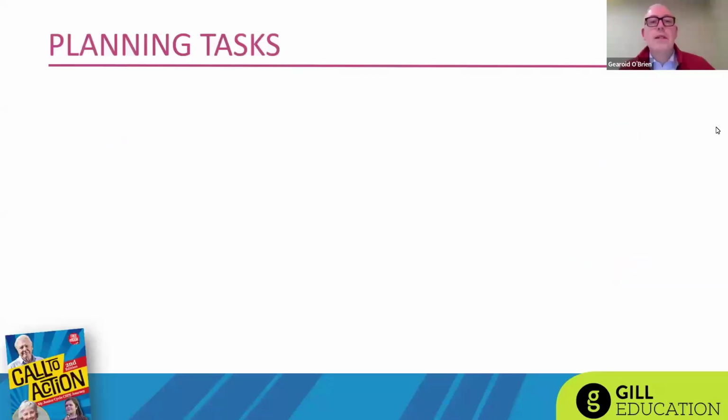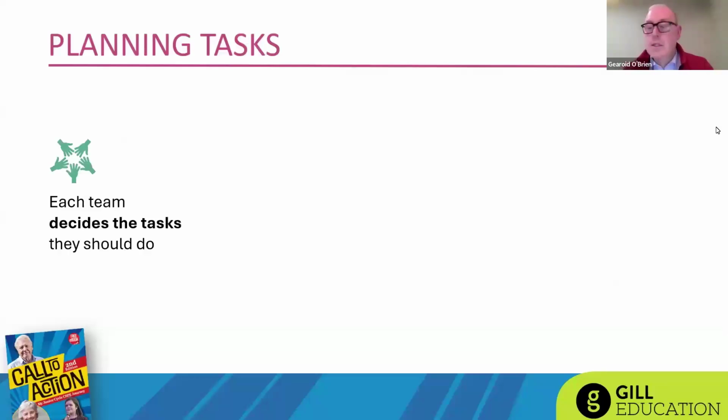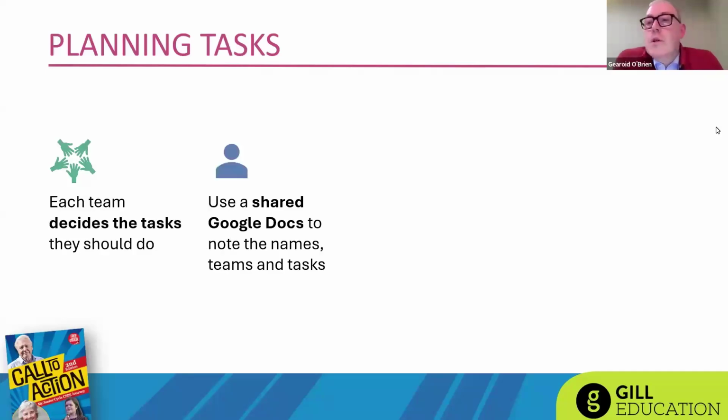So when it comes to planning tasks, it's really important that each team decides the tasks that they should do. So in other words, our job is going to be such a thing. I'll do this if you do that, and somebody else does something else. So they're given different tasks within it. What I use is a shared Google Doc. So we use Google Classroom. I create a Google Doc and we put in the teams, and then they put into that who's going to do what. And that's really useful because that gives you evidence as well of the planning. So it means that a screenshot of that Google Doc where they had planned who was doing what becomes part of their evidence for the report.